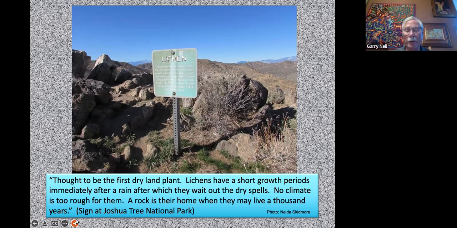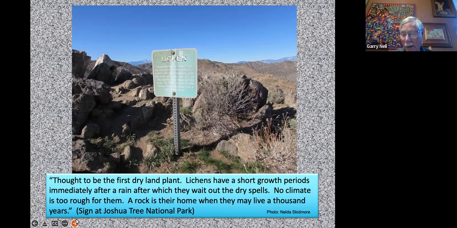Anyway, moving on. There was a sign at Joshua Tree National Park, and I show this only because it's kind of interesting. It's the National Park Service trying to show with some explanation about lichens. First of all, they call it a dry land plant, and in many cases, it's not a dry land plant. It says lichens have short growth periods. That's true, but mainly because they get dried out, and they go into a kind of suspended animation until such time they get moist again, so they can actually metabolize.